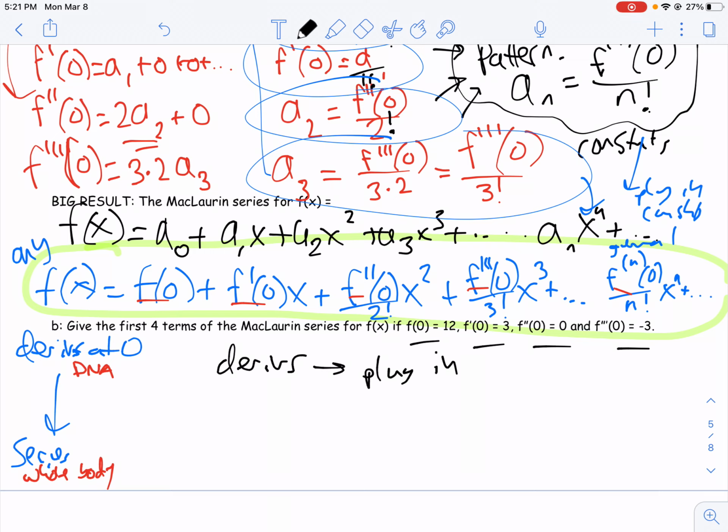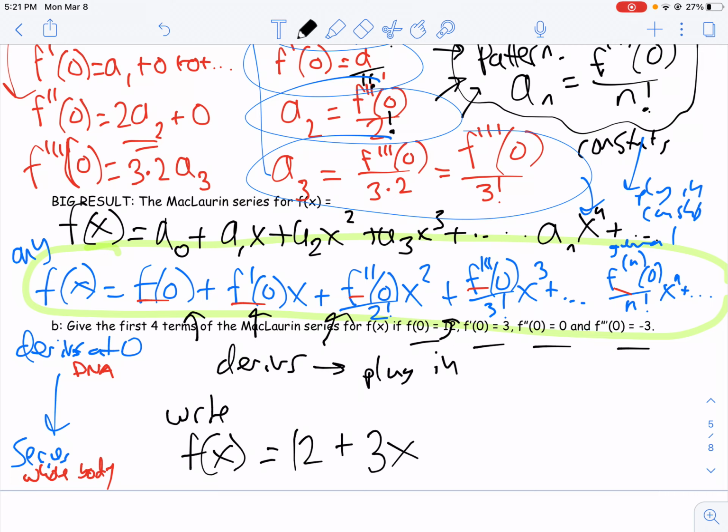So that tells you that you can write f of x equals, and then just plug those guys into the series. Those are the first 4 terms: 1, 2, 3, 4. Just literally count to 4. So when I plug in that first derivative, that was 12. So 12 plus first derivative, so 3x. My second derivative, 0. That just worked out nicely.